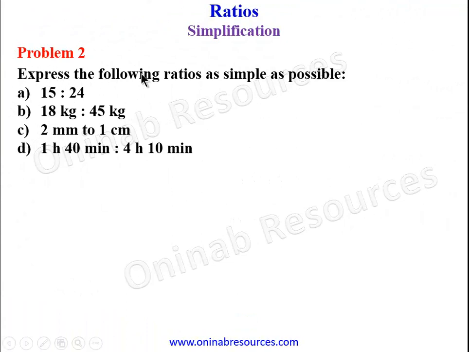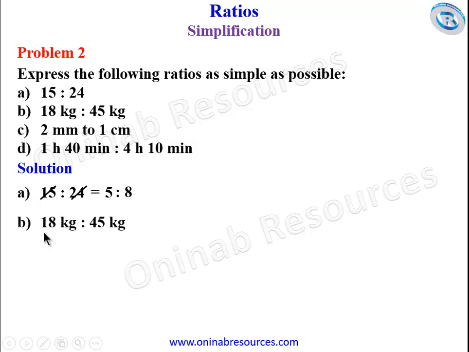For problem 2, express the following ratios as simple as possible. We have A, B, C, and D here. So we start the solution from A, 15 ratio 24. To simplify 15 ratio 24, we can say that 15 is divisible by 3 as well as 24. So we go with 15 divided by 3 gives 5, ratio 24 divided by 3 gives 8. So you see, we have divided both 15 and 24 by the same factor, which is 3. This is now in the simplest form.